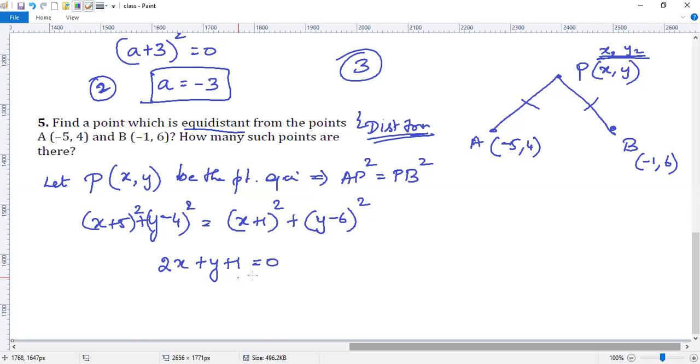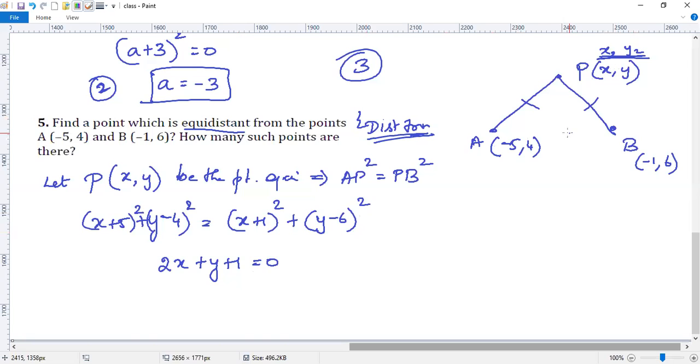Fine, this is the equation. After simplifying this, they have given you this condition. Is there any other detail they have given? Ma'am, they asked how many of these points can be there. Yes, you have to find a point which is equidistant from these 2 points.